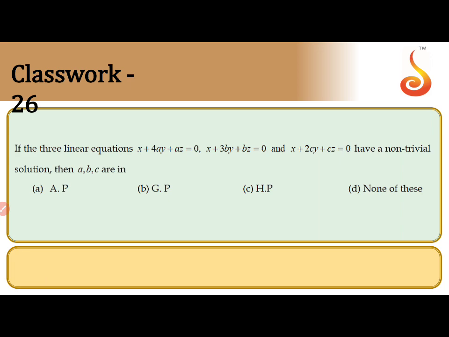If three linear equations have a non-trivial solution, non-trivial means the determinant is equal to 0. The determinant with rows 1, 4a, a; 1, 3b, b; 1, 2c, c equals 0. Find the determinant to get the answer for this one. I will solve this question on the next page because the calculation required is a little long.